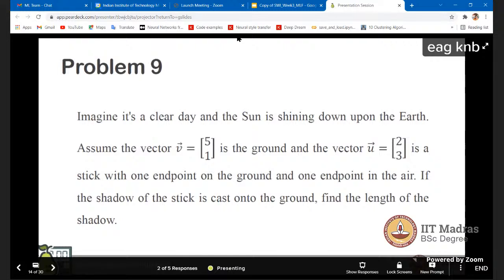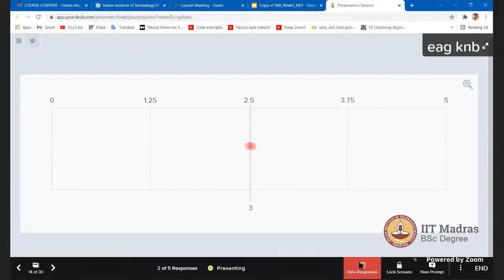I think you would have worked it out. So this question, we can see, somewhere related to 2.5. Okay, so your answers are correct. It's 2.55 actually. So that is a question related to projections.